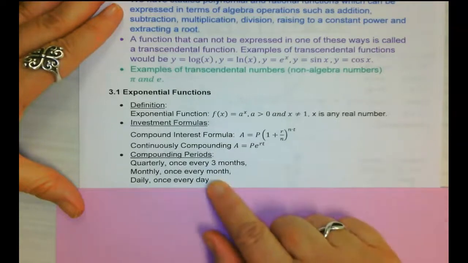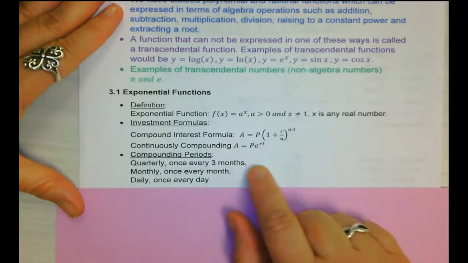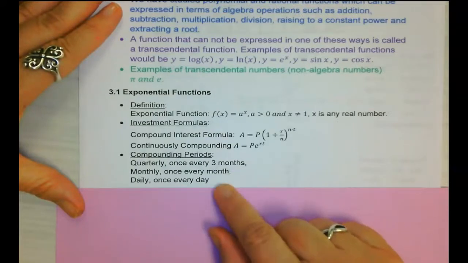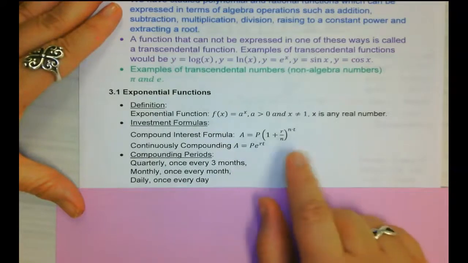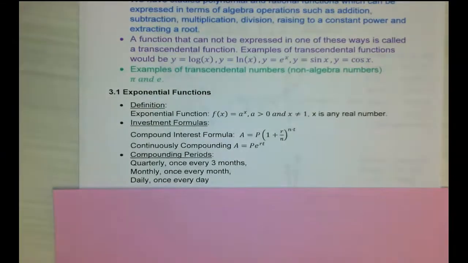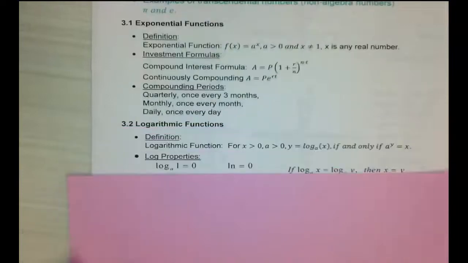And we talked about some of the most common compounding periods. Quarterly means you calculate it every 3 months. Monthly means you calculate it every month, so that might be something like buying a car. Or daily, once every day. Compounded continuously is every minute of every second of every hour of every day. So there's a little bit of difference there.